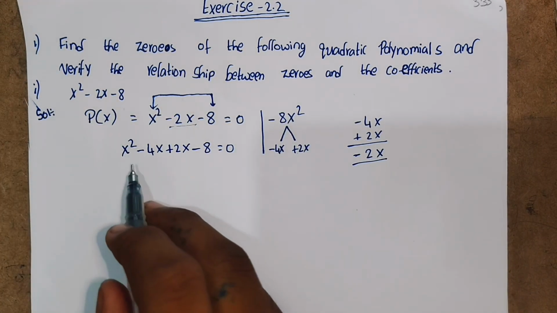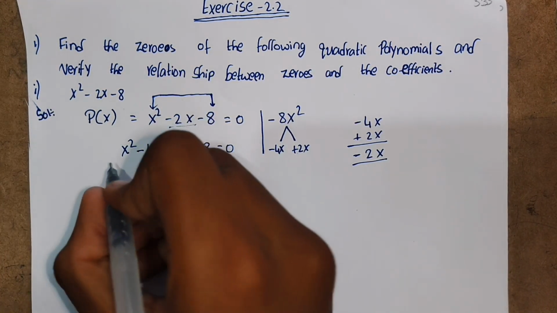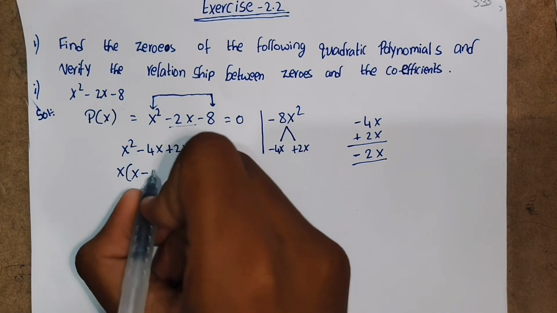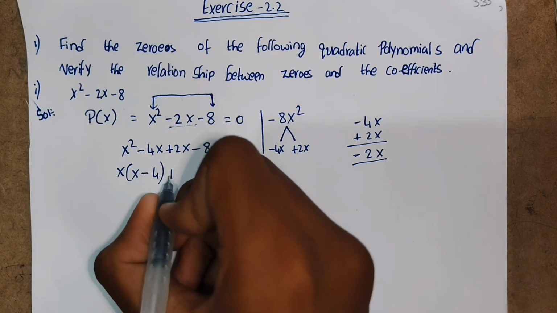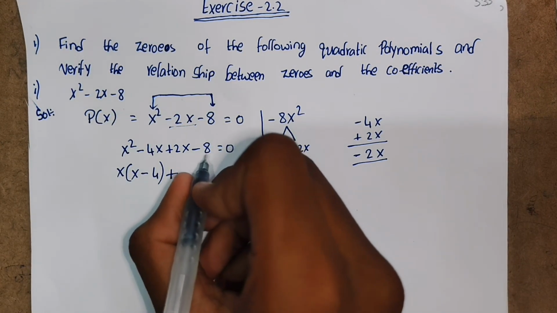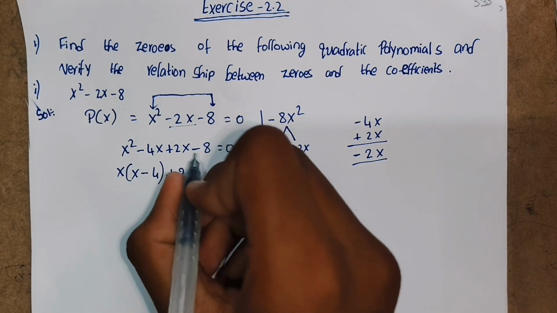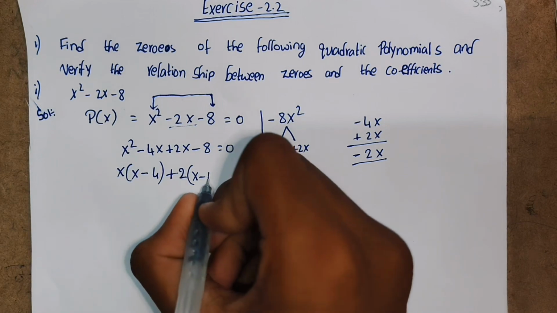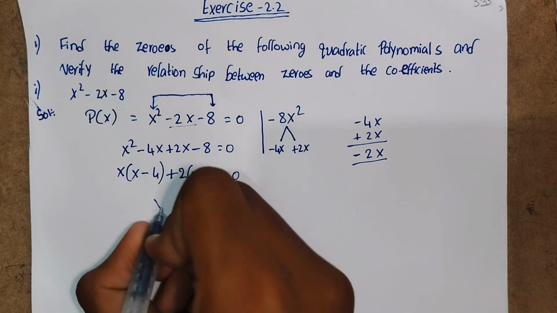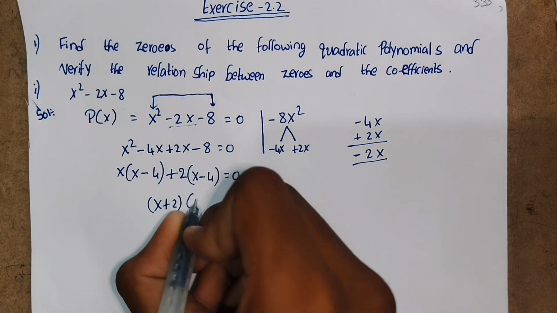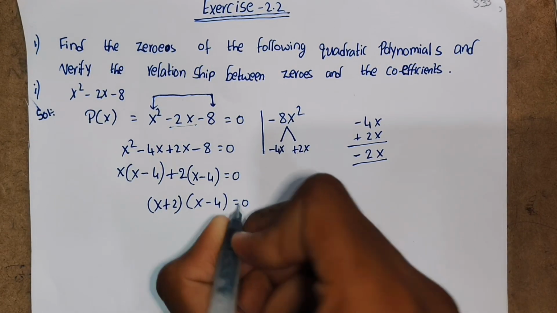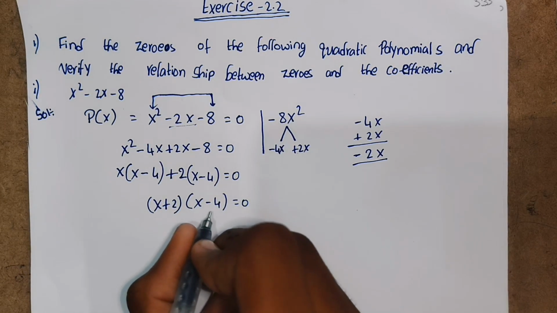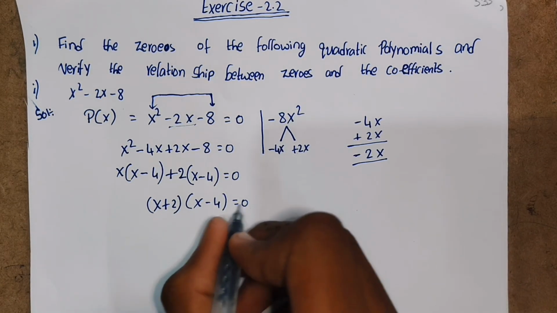What are the common factors in x square and minus 4x? X into x square, plus into minus, minus x into 4x. After plus there is 2 possibility in 2x and minus 8. 2 into x, 2x, plus into minus, minus 2 4s are 8 equals to 0. X plus 2 into x minus 4 equals to 0. Now these both factors are equal to 0.